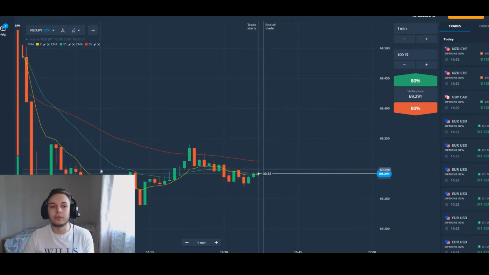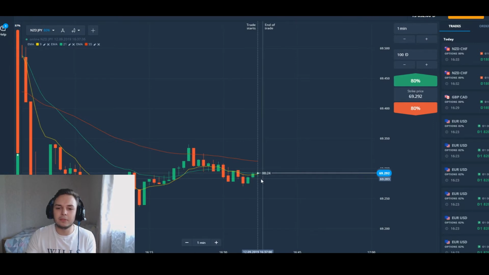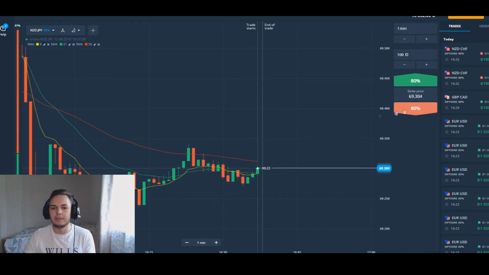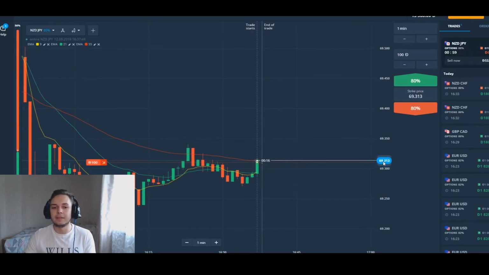obviously the two lower time frame EMAs are below the red line or the 55 EMA. It's crossing a little bit. It's not the best time to trade, however we can still place a, this is the best time to trade. As you can see, it's nearly touching this red line. It's good. Let's click sell.